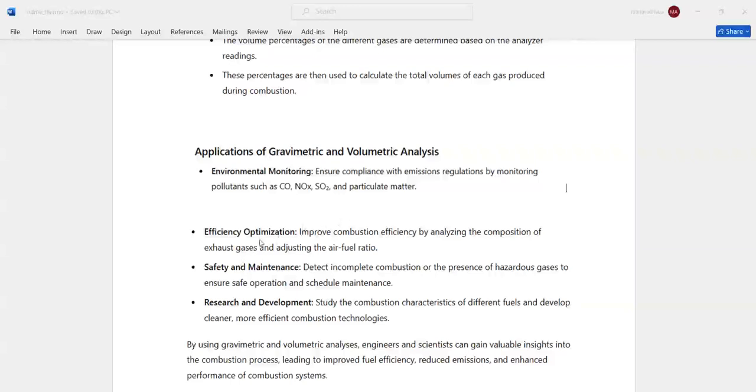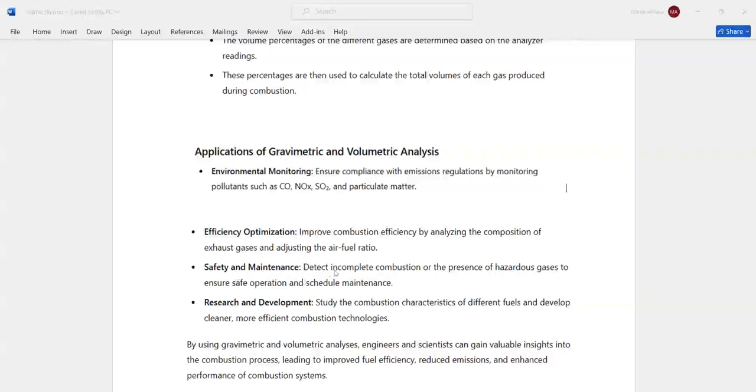Efficiency optimization: we also apply gravimetric and volumetric analysis to improve combustion efficiency by analyzing the composition of exhaust gases and adjusting the air-fuel ratio. For example, if you look at the exhaust pipe and determine how much carbon dioxide is being produced, it would help you go back and check your air-fuel mixture if it is a petrol engine, and thereby you would be able to improve the combustion efficiency of that engine.